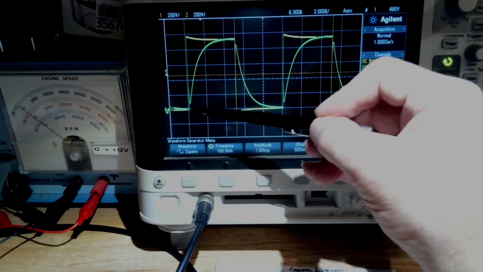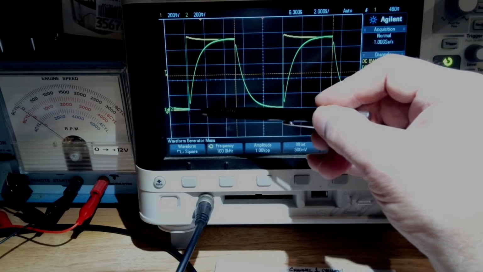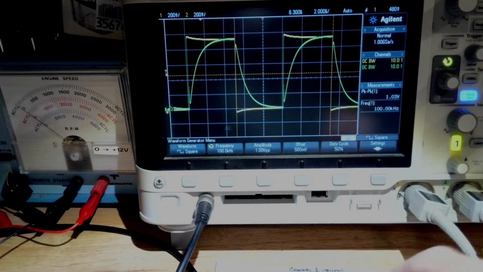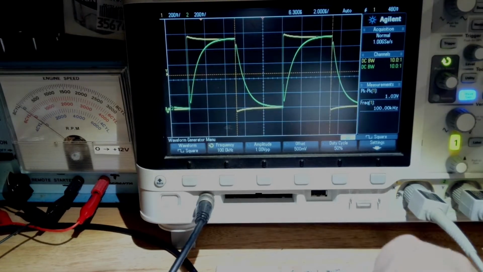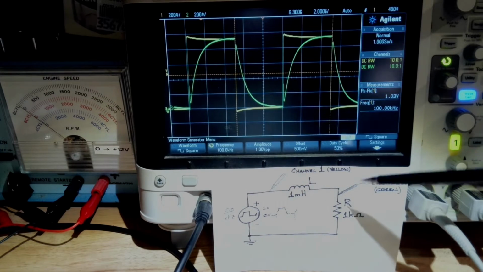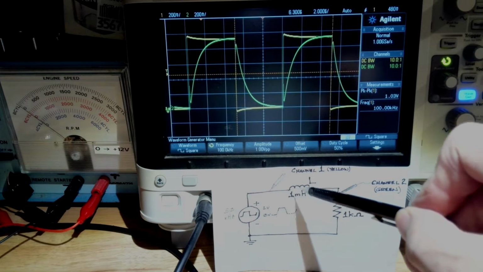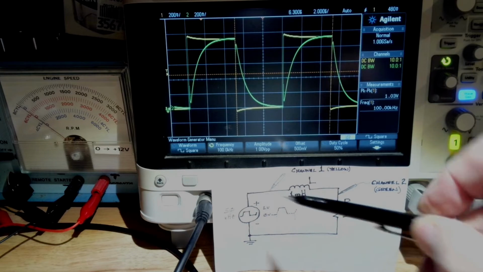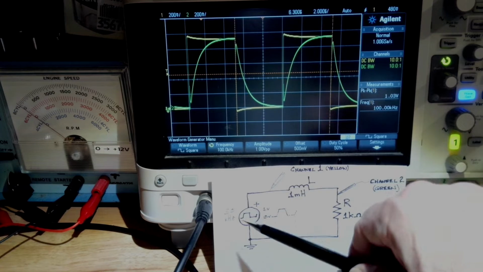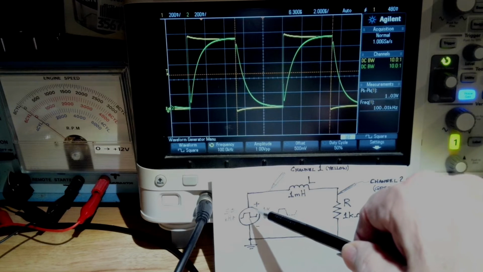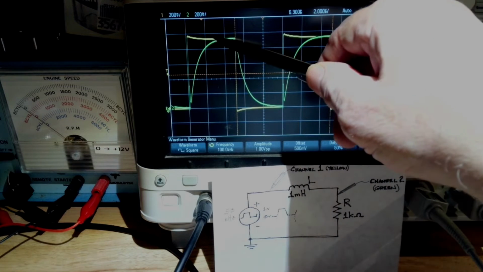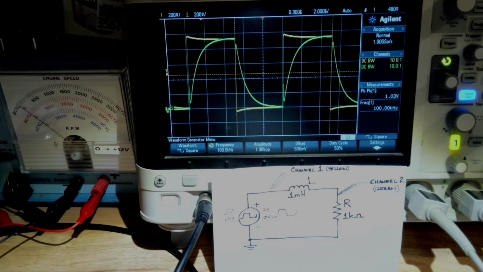What we care about is the fact that, as we drive this thing with a square wave, this point right here in the circuit doesn't see the square wave. There's something going on with this inductor. This is a series circuit, so the current that's going through here is not keeping up with the voltage that's applied to the entire circuit.